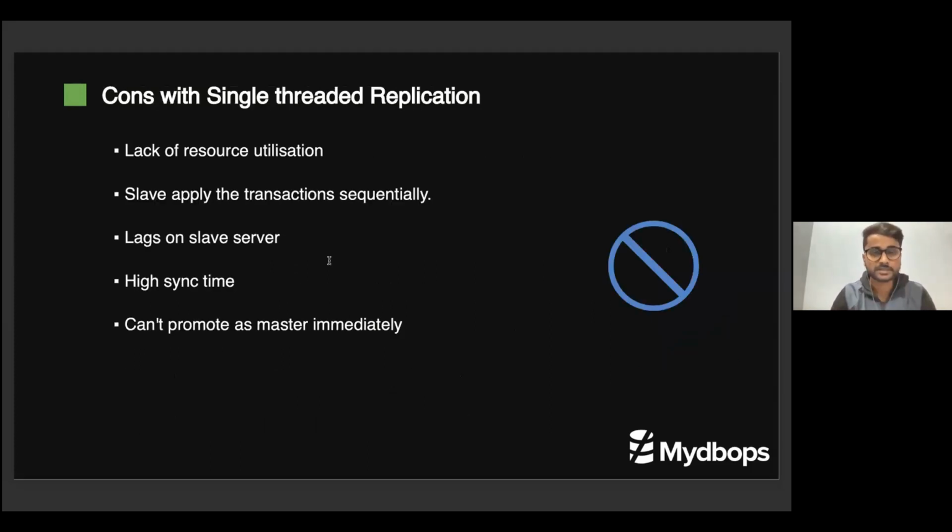Yeah. So the cons of single threaded replication. Lack of resource utilization: if we have multi-core CPU machines, then the slave will apply all the writes sequentially, so it will not efficiently use the hardware. That is one of the cons. And if the slave is single threaded, then there will definitely be lag on the servers, and to get that lag in sync, we have to wait. Because of this, if there is a situation where we have to promote a slave to a master, this can't be done immediately.